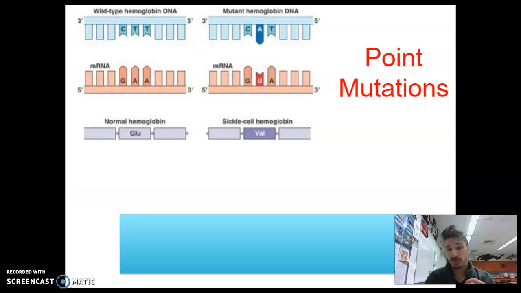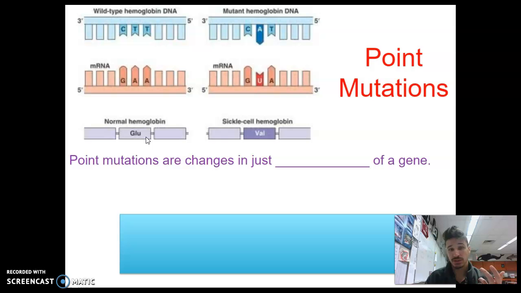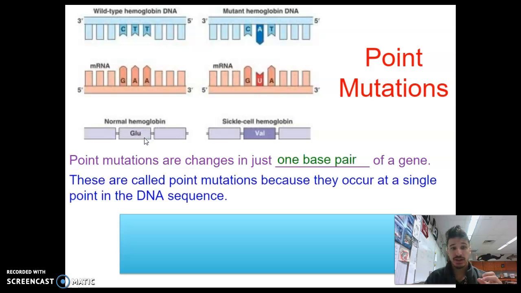We can look here at point mutations, right? This is where we have one nitrogen base that's wrong. So we have our DNA up top in the blue, our mRNA that's going to be made from it in the orange, and then our amino acid sequences, which are our proteins, down below. So point mutations are changes in just one base pair of a gene. These are called point mutations because they occur at a single point within the DNA sequence.